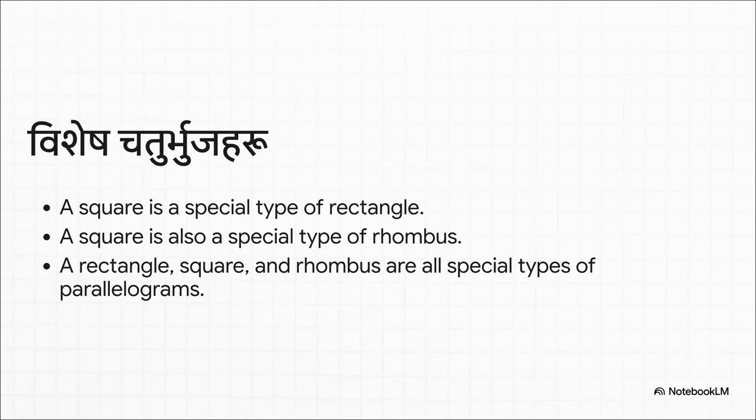Okay, this is where it gets really interesting because all these shapes are related. It's kind of like a family tree. A perfect square isn't just a square, it's also a special kind of rectangle, and it's also a special kind of rhombus. And what's more, all 3 of them, squares, rectangles, and rhombuses, are just specific examples of a parallelogram. It all just depends on how many rules a particular shape is following.